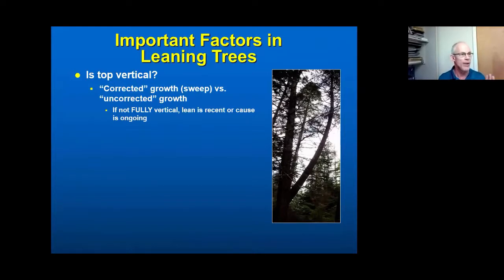So let's imagine we have a perfectly straight up and down tree. Something causes it to lean off vertical. Then given enough time, the tree top will grow back up towards vertical again. And that's how this process of sweep develops.